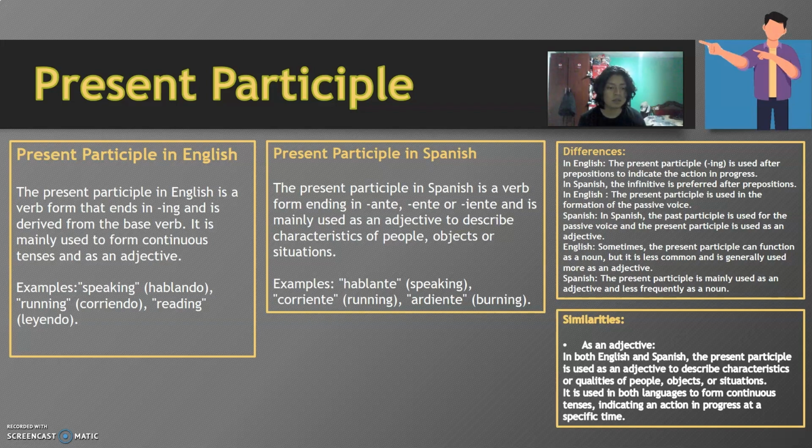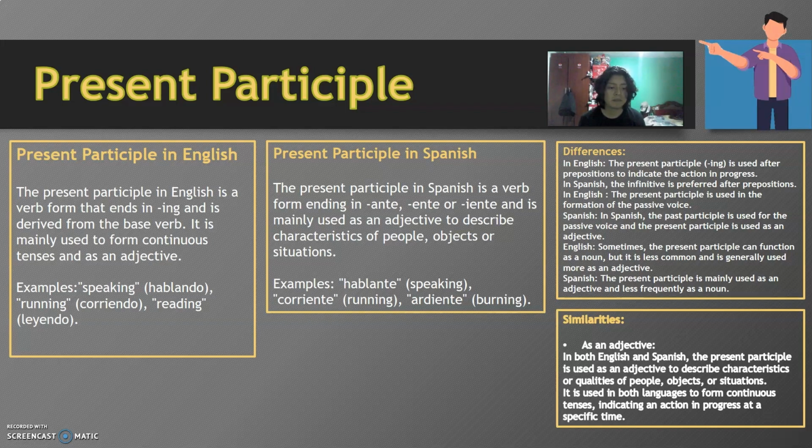In English, sometimes the present participle can function as a noun, but it is less common and is generally used more as an adjective. And in Spanish, the present participle is mainly used as an adjective and less frequently as a noun. And the similarity is as an adjective.